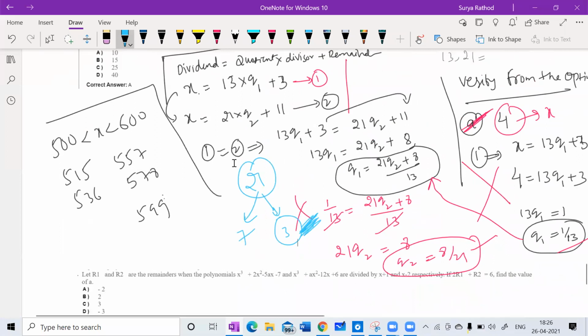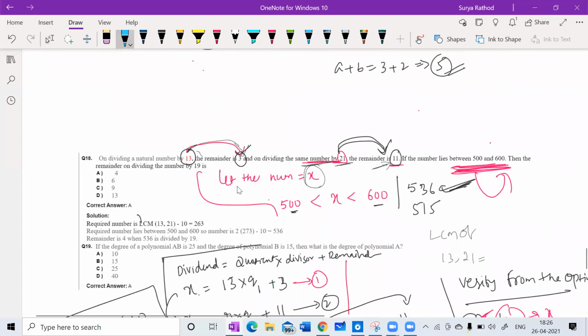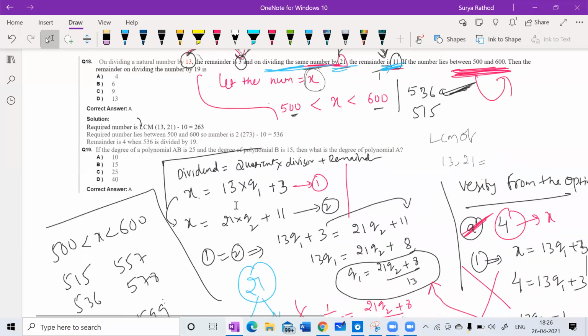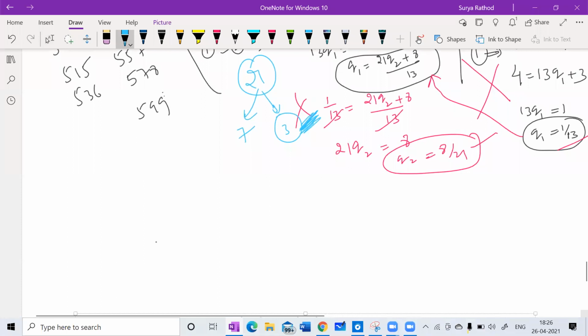Look at the second condition now. What was my second condition? The second condition was that I'm dividing the same number by 21 and I'm getting 11 as a remainder. Sir, those 5 numbers we get by trial and error? Yeah, exactly. By using trial and error, we'll be getting that number.